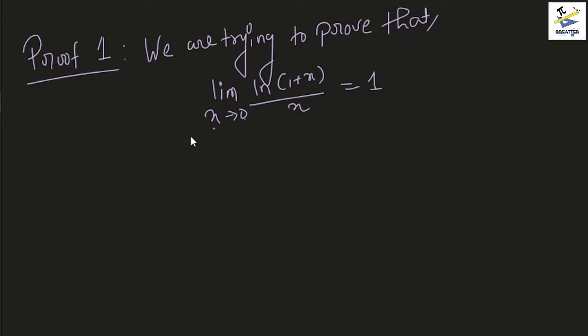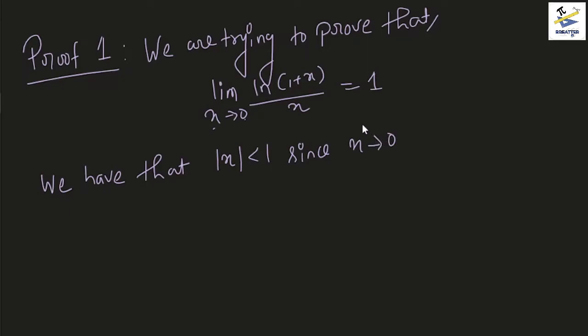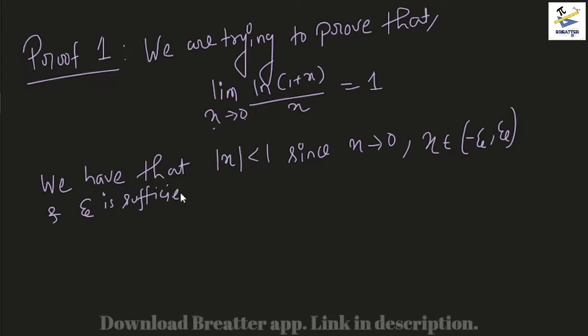First of all, x tends to 0, so this obviously means that mod x is less than 1, since x is in the close neighborhood of 0. So it's like an epsilon distance, which is very small. We can consider it as small as we want, and x is within that distance of 0. So basically x lies in an interval from minus epsilon to plus epsilon, where epsilon is sufficiently small.